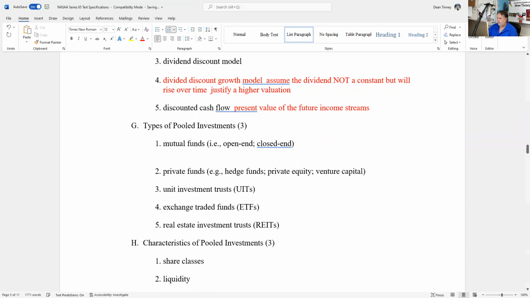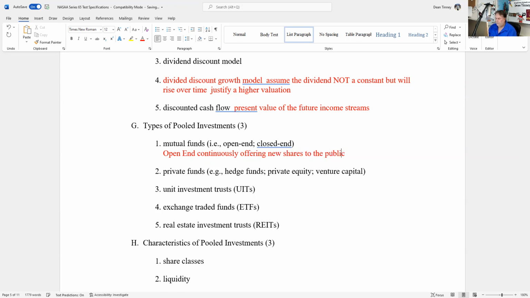All right, so let's get started on the explication here. You're definitely going to get 3 questions here on types of pooled investments. And one of those is surely going to be the distinction between an open-end fund and a closed-end fund. In an open-end fund, they're continually offering new shares to the public.